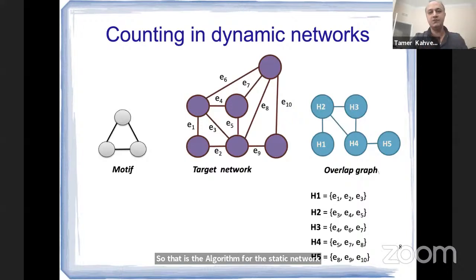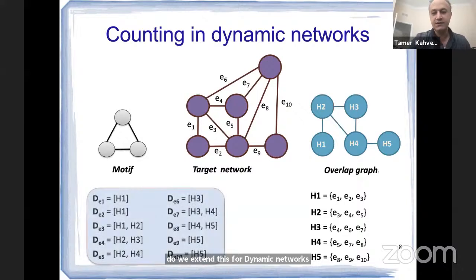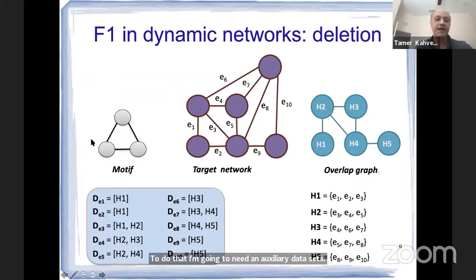Now, how do we extend this for dynamic networks? To do that, I'm going to need an auxiliary data structure. In this auxiliary data structure, what I have is a list for each edge. In this list, for each edge, I maintain the list of embeddings which contain that particular edge. For example, let's focus on the third edge. The third edge is contained in the first placement and the second placement, H1 and H2. So the list contains H1 and H2 over here.